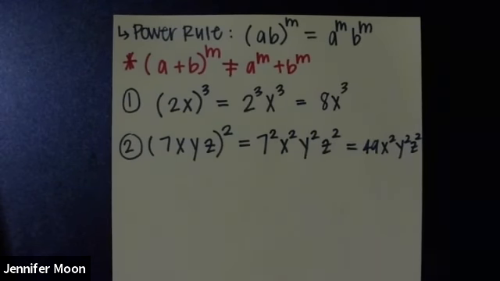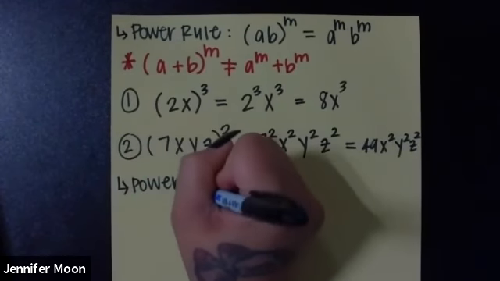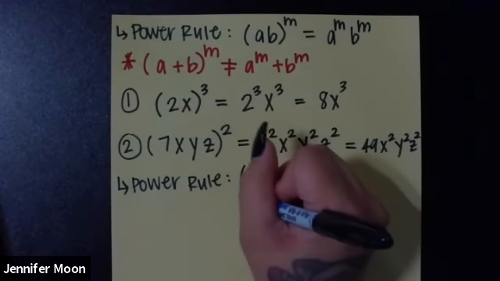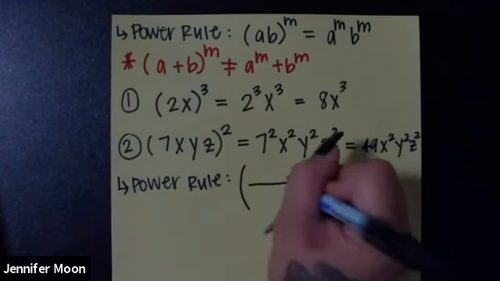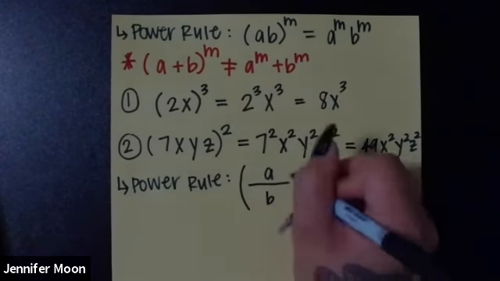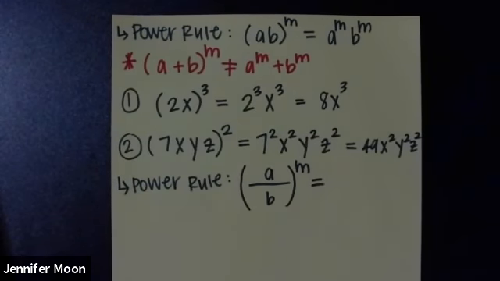Okay, so let's do this other power rule. This is the third one. Do kind of a large parenthesis because it's going to be written as a fraction. I've got A in the numerator. I've got B in the denominator. Close it. It's all being raised to the M.